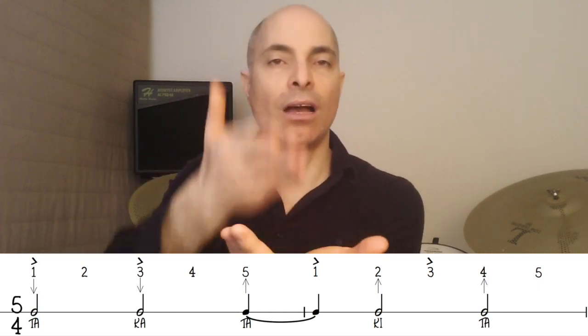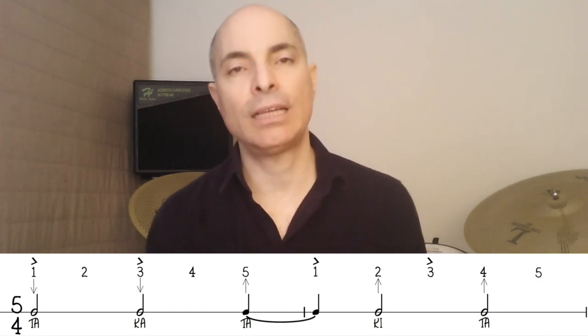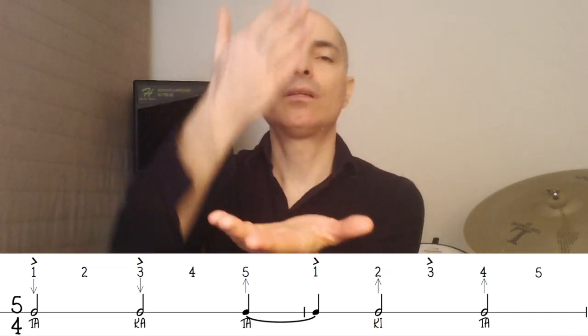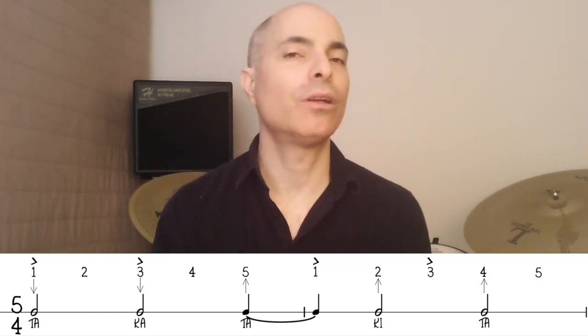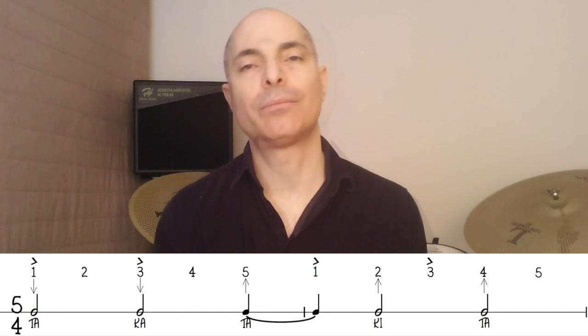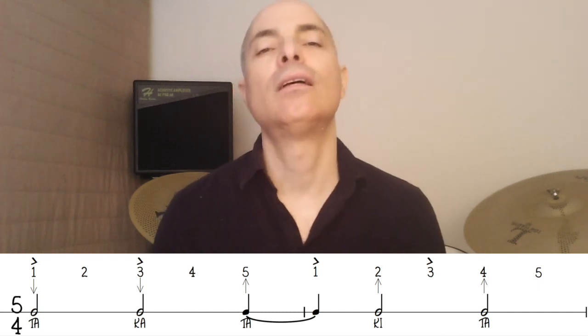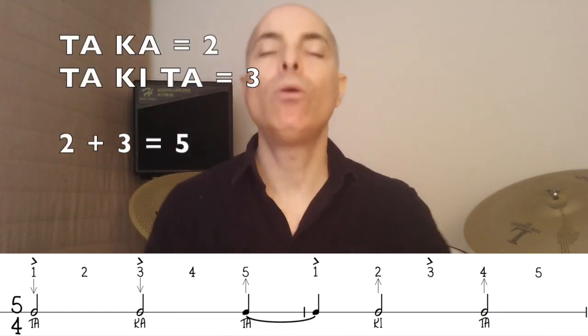Ta, ka, ta. And the next syllable, ki, will also be an upbeat because it falls on the 2nd beat, right after beat 1. Ta, ka, ta, ki. The last syllable, which is ta, will also be an upbeat. And the reason for that is because the 5-beat cycle, the way it's divided here, is divided into 2 plus 3.